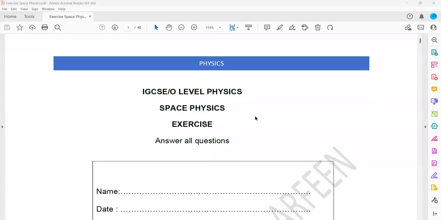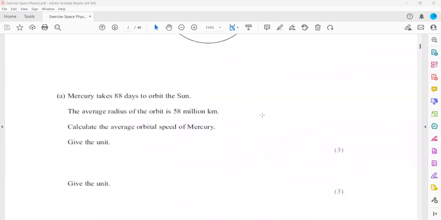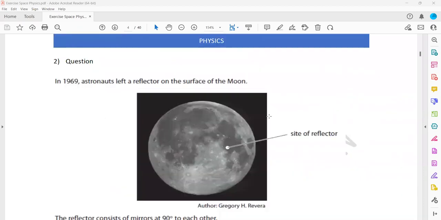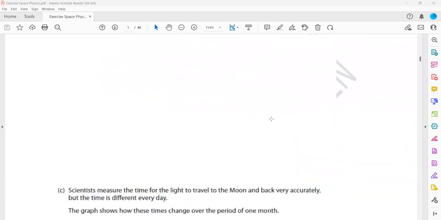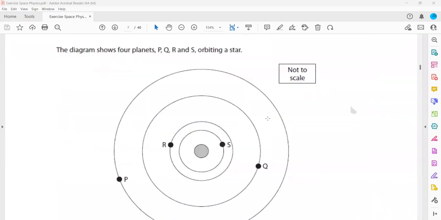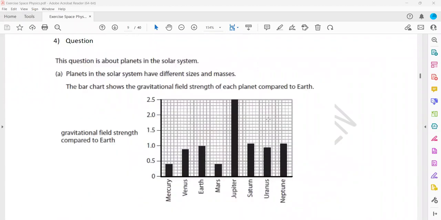So this exercise is related to space physics. We did the first 3 questions from this exercise. So moving on to question 4.